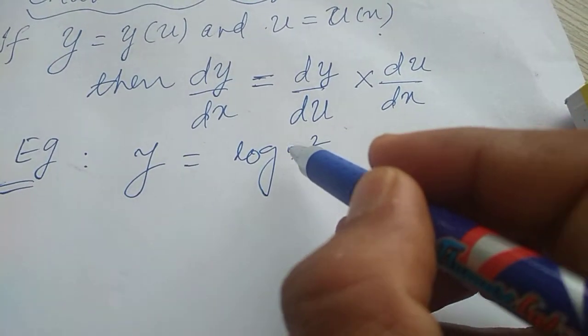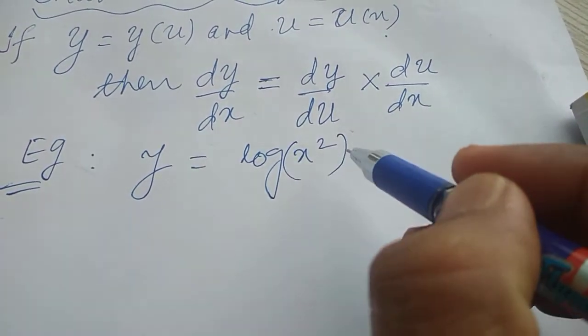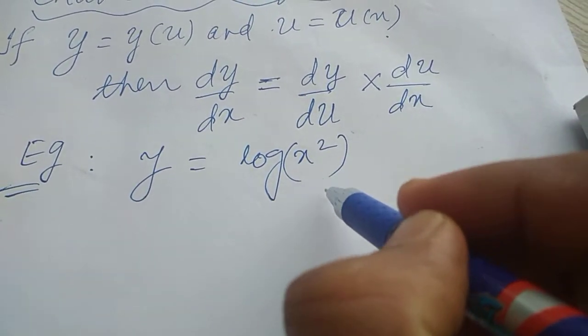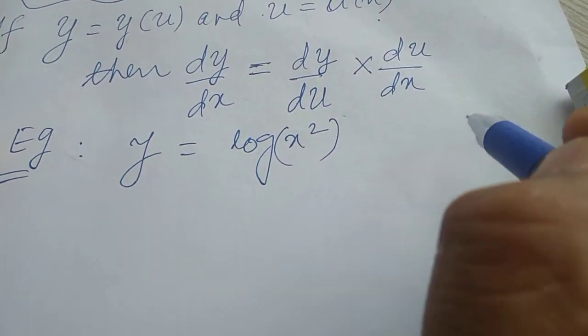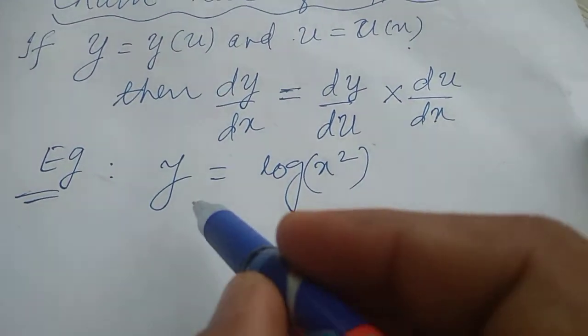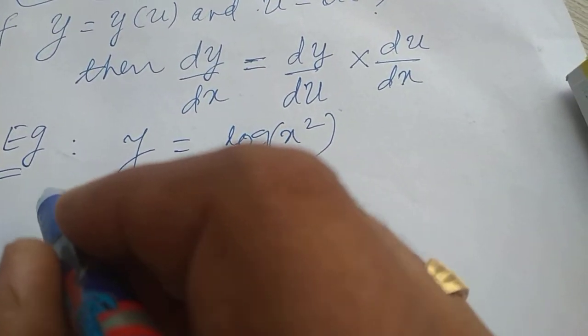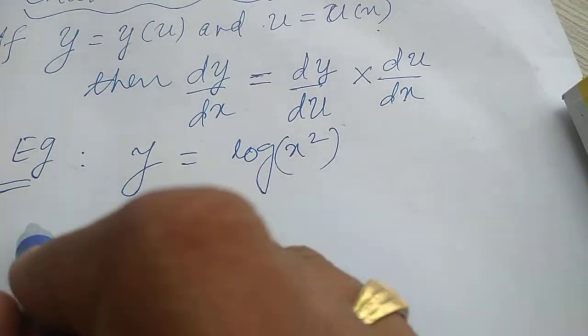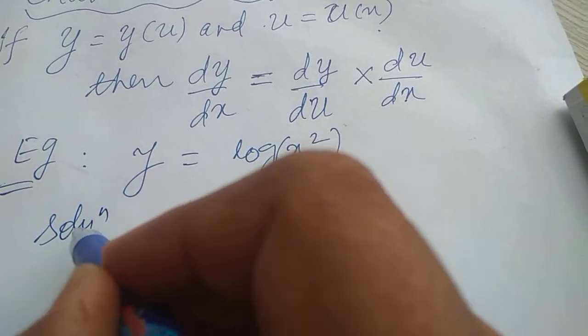In this case we had substituted x square as u, written u is equal to x square, and then calculated these two quantities. Instead of doing it like that, we can directly put the derivatives. So I will write the solution.